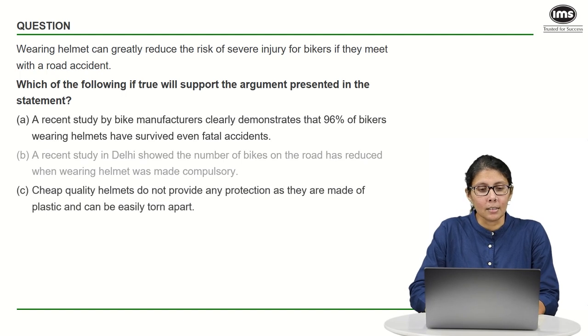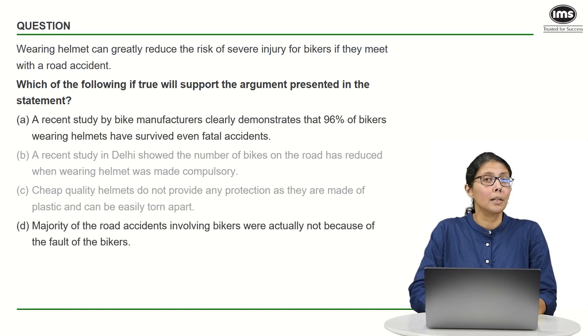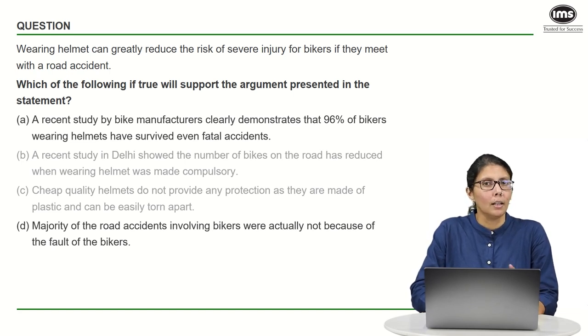The next one says, cheap quality helmets do not provide any protection. If anything, this seems to weaken the argument rather than strengthen it. So we should eliminate it right away. The next one says, majority of the accidents involving bikers were not because of the fault of the bikers. We're not really concerned with whose fault it is. All that we're really concerned about is whether the helmets protect against injury or not. But D does not really relate to that in any way. So D is also irrelevant and should be eliminated.